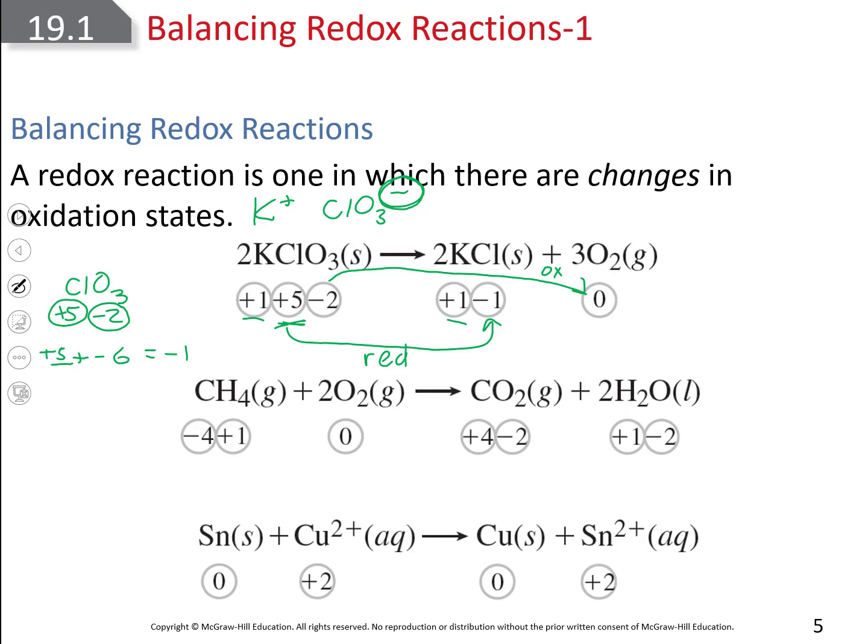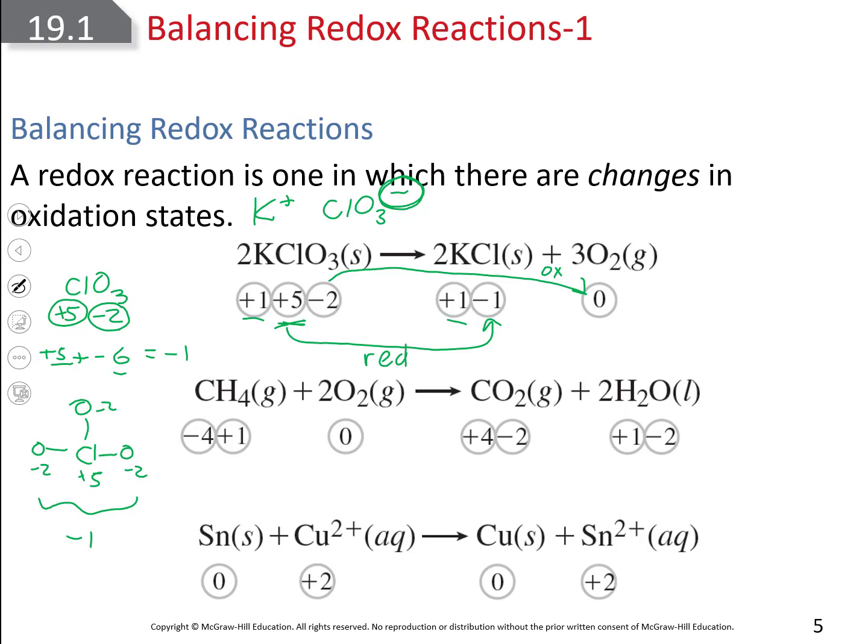Where did you get the -6 from? I have 3 oxygens. Each of them is -2, so that's a total of -6. If you were to draw this molecule, not worrying about whether they're single or double or triple bonds, each of these is -2, -2, -2, so chlorine must be +5 so that overall it adds up to -1. Not to be confused with formal charge. That was something different we did later.